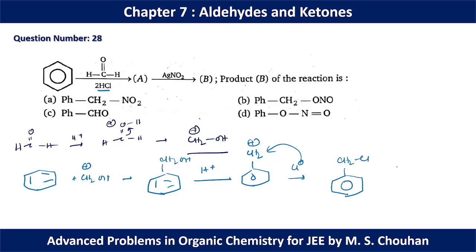Now finally NO2 minus is the nucleophile and this is the leaving group, so we can have an SN2 kind of, sorry, this is an SN1 kind of thing here, and the final product will look like this, CH2NO2. So for question number 28, option A should be the correct option.